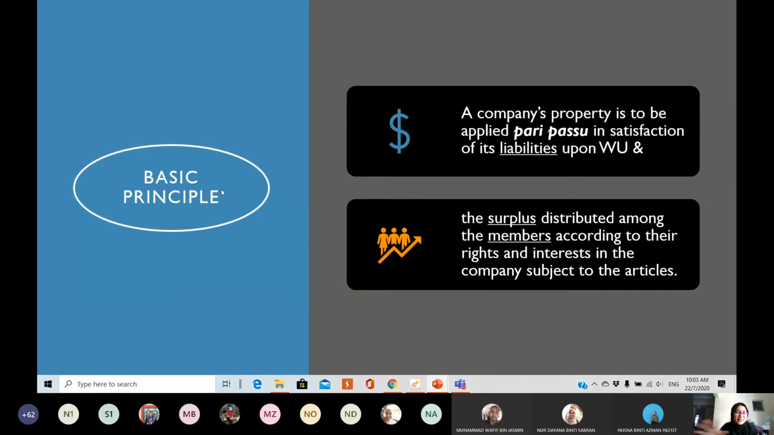Okay, so basic principle daripada section 452 is that the company's property is to be applied pari passu. So maksudnya setiap rank tu dia kena bayar sama. Contoh kalau jumlah dia cukup nak bayar 20% je, dia bayar 20% for each of the person in the same rank. Ya, sama dengan bankruptcy. Ya, so kita tengok cepat-cepat je lah, sebab benda ni sama. Okay, surplus kalau ada will be distributed to the members.